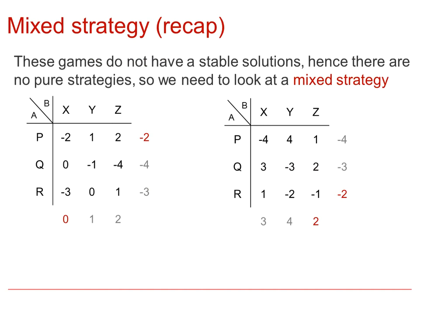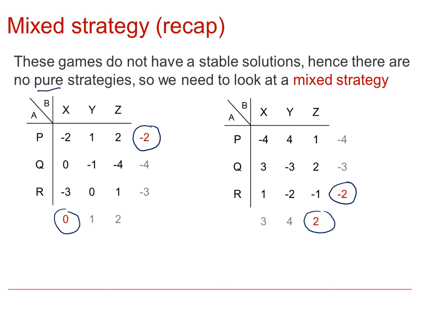In these two examples here, we can see by looking at the row maximin and the column minimax shown in red that these are not equal, and therefore these games do not have stable solutions. Hence there are no pure strategies, so we need to look at mixed strategies. You may remember a mixed strategy is where a player chooses to play each of their options or strategies, P, Q or R, X, Y or Z, with a probability greater than or equal to 0, therefore to be determined.